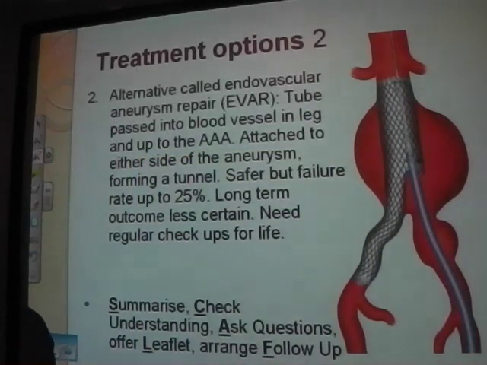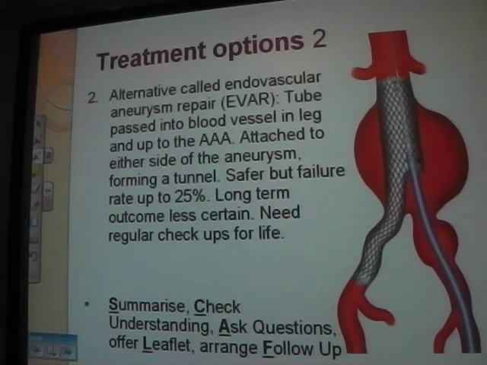And the other one that you mentioned was the EVAR. So it's when they put a tube in from the femoral and they expand this like a mesh to make it strong. Okay. It's safer to do, obviously, because you're not opening up the whole abdomen, but it does carry a 25% risk of failure, so it's a bit higher. So let's go through the questions examined. So obviously you check the patient understands, ask for questions, and the leaflet and follow up.